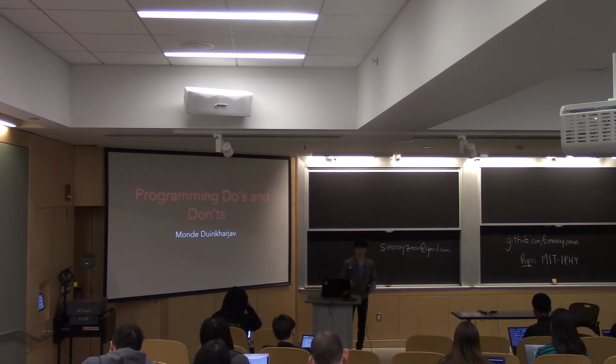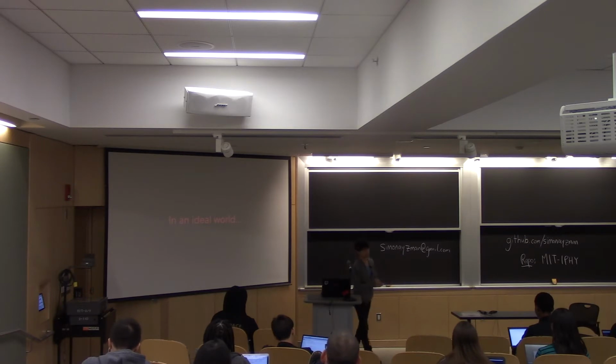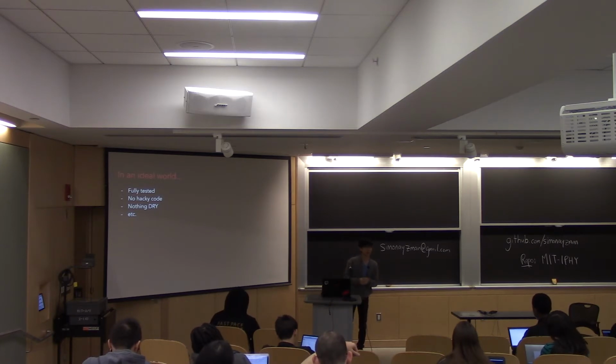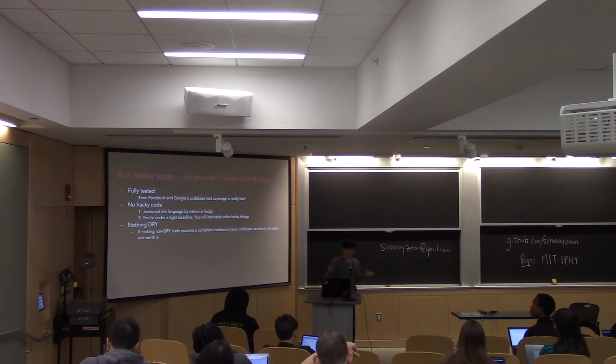So as a Course 6 senior, I have been in many sad situations, and I'm here to share the miserable experiences with you all so that you are at least a little bit less miserable. When you're writing code, in an ideal world, you want fully tested code, no hacky things, never repeating yourself, all those cool coding practices. But in reality, it kind of sucks.